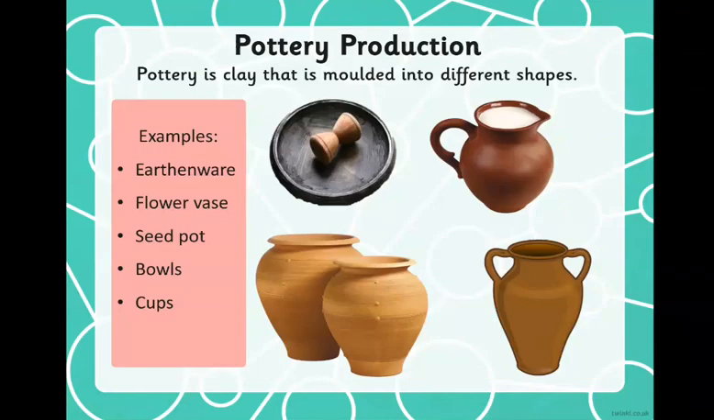Garri is used to prepare garri soakings, garri foto, or eba. Pottery production is next. Pottery is a clay that is molded into different shapes. A professional who makes pottery products is called a potter. Some examples of items that are made from clay are earthenware, stoneware, flower vase, seed pot, wedding vase, bowls, and cups.